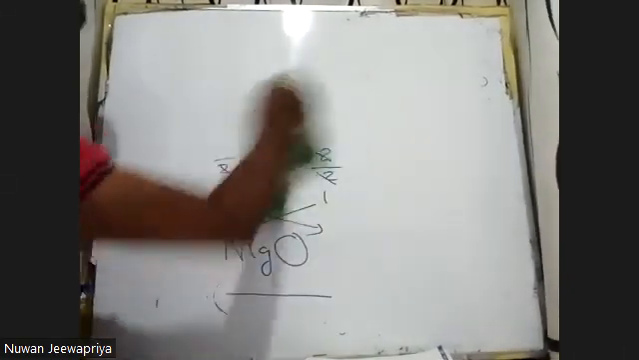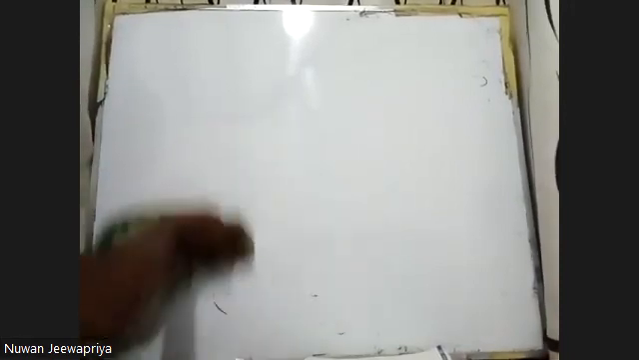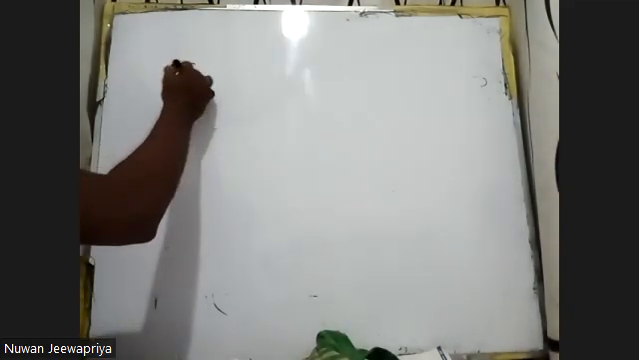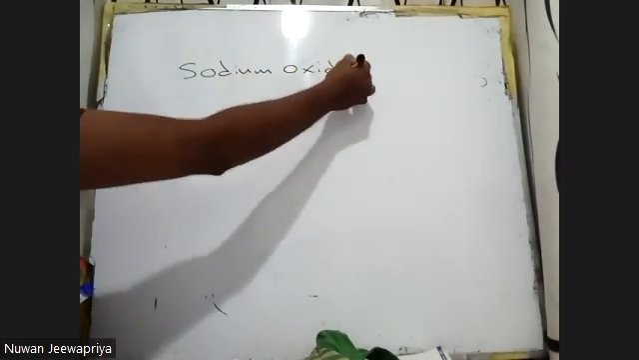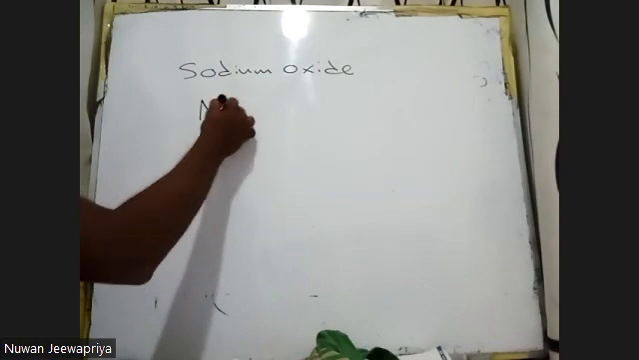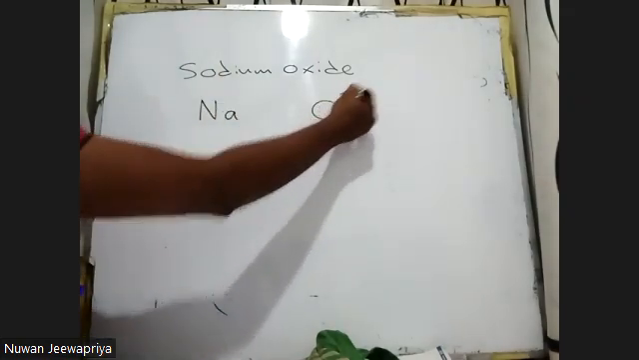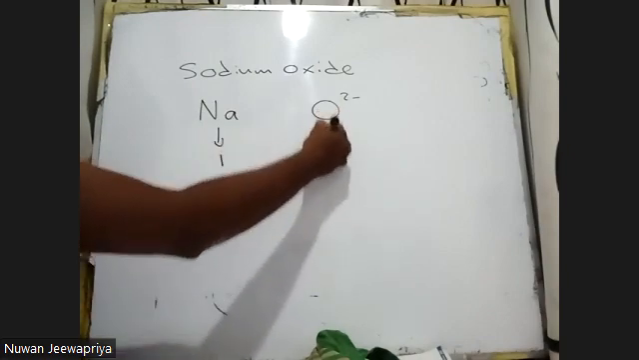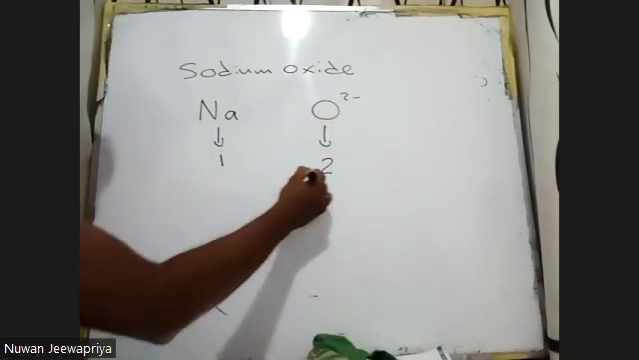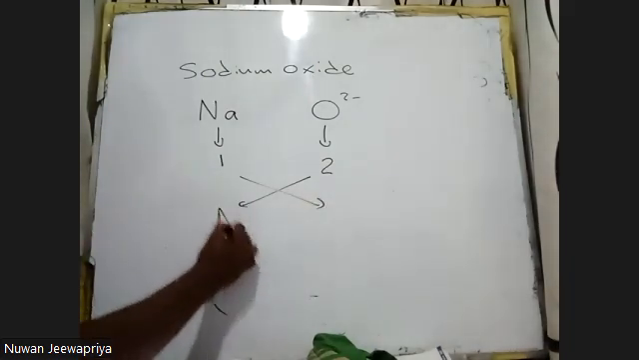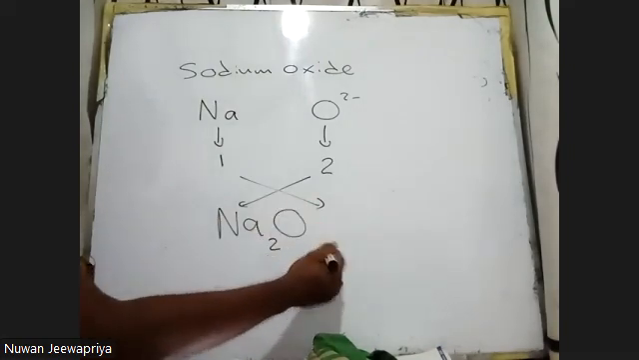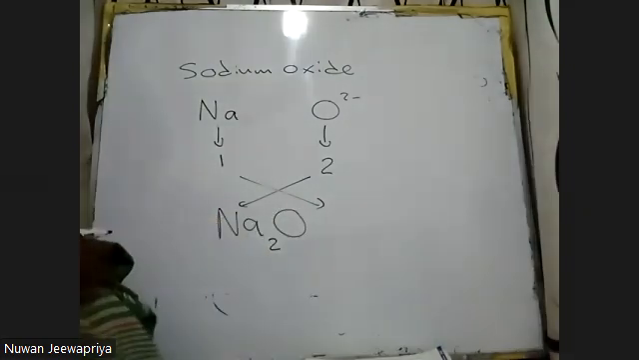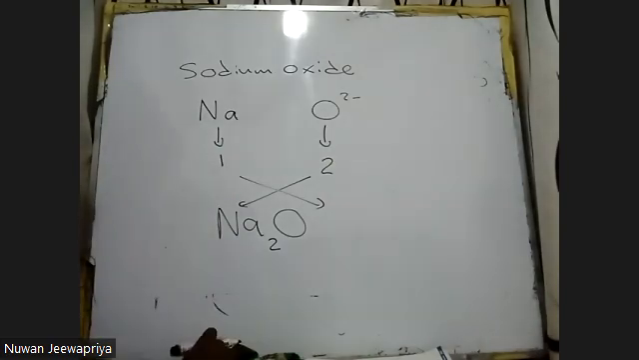That's how the magnesium oxide is. See that I write sodium oxide. Sodium oxide. Sodium is Na, oxide is O2 minus. Sodium's valency is 1, oxide's valency is 2. Now we interchange. This time, sodium gains number 2, oxide gains number 1. We don't write 1. That's how the sodium oxide becomes like that. I guess you can understand.